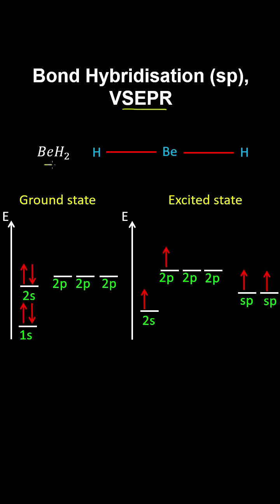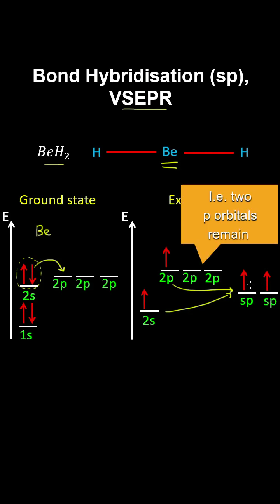So consider beryllium hydride as an example. We first draw the Lewis diagram and focus on the central atom, which has 2 valence electrons. Now if this atom is excited, an electron jumps to the 2p orbital, and these bonds between the beryllium and hydrogen are identical. So what we do is combine or hybridize an s and a p orbital to form 2 sp orbitals, which are at the same energy level. So the resulting orbital behaves 50% like an s orbital.